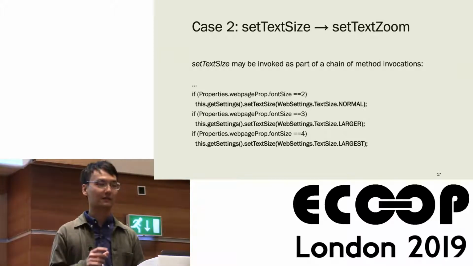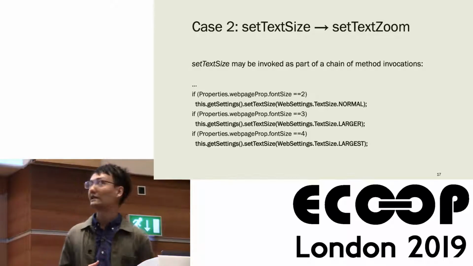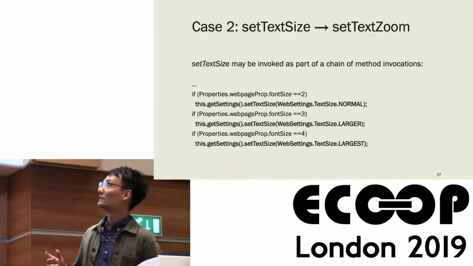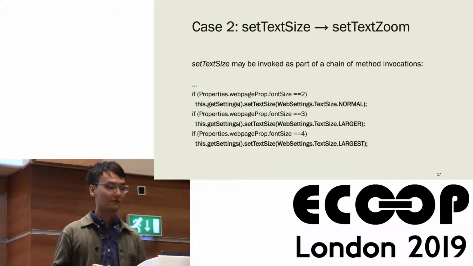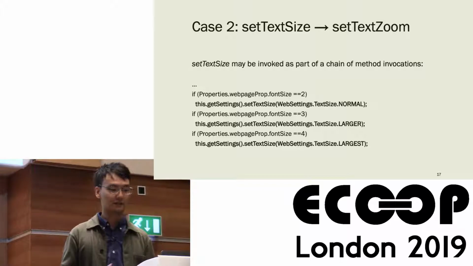However, some difficulty here is that setTextSize may be invoked as part of a chain of method invocations. For example, setTextSize here is invoked on the return value of this.getSettings, and therefore we have to deal with this in a special way in Coccinelle.